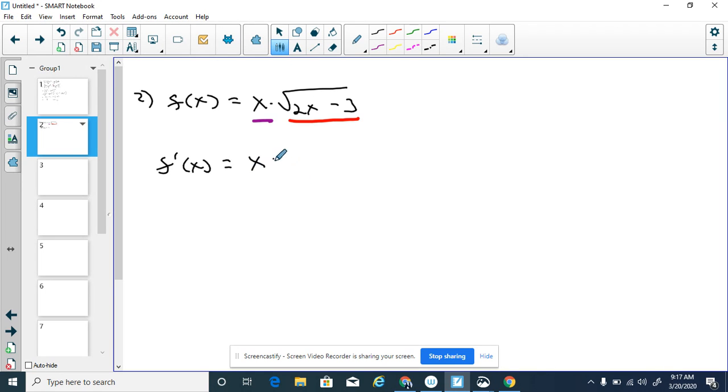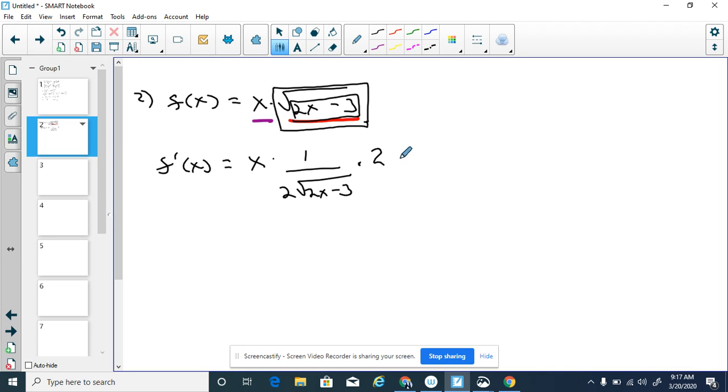First times the derivative of the second. But when we go to take the derivative of the second here, you have to view that as a composition, right? So it's radical stuff, and the derivative of radical stuff is going to be 1 over 2 radical stuff, times the derivative of stuff. That's the chain rule in effect there. The derivative of 2x minus 3 is going to be 2.